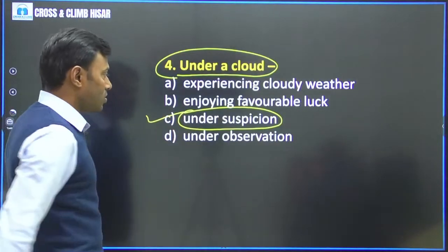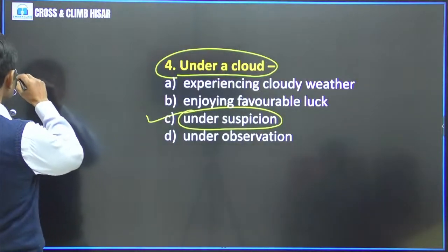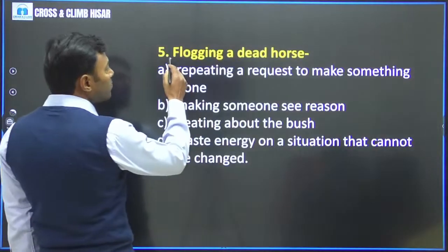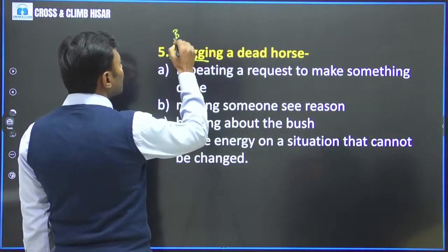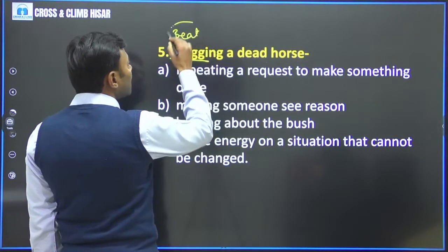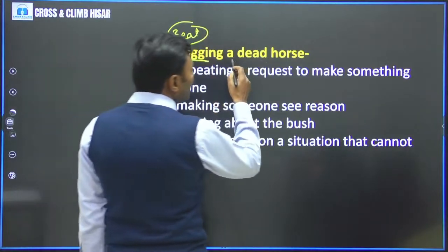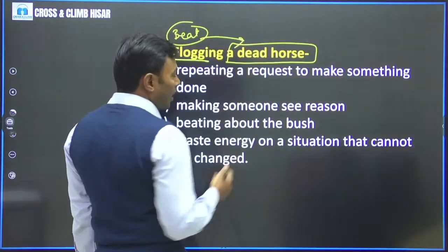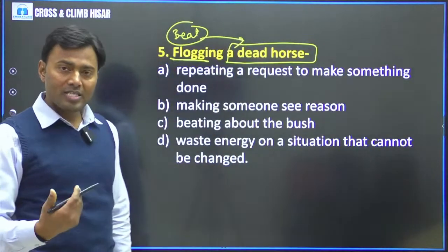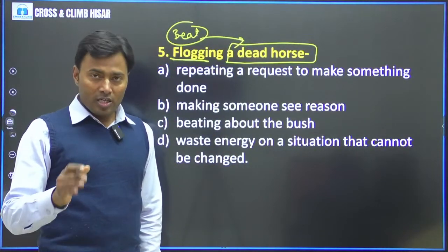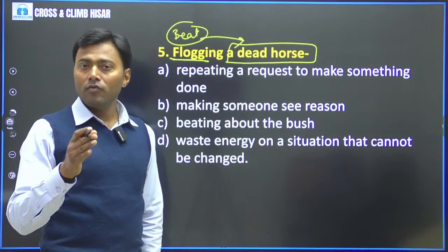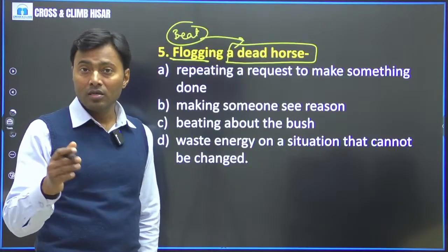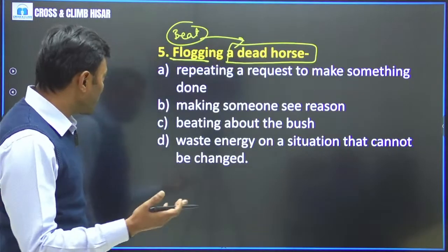C is the answer, right? Flogging a dead horse. Flog means beat. Flog का मतलब होता है beat, right? Now just think if there is a horse and that is dead and we are beating that horse. Why are we beating that horse? So that it should stand and run. Okay? Is it possible that if we are going to beat a horse that is dead, will it stand and run? No.